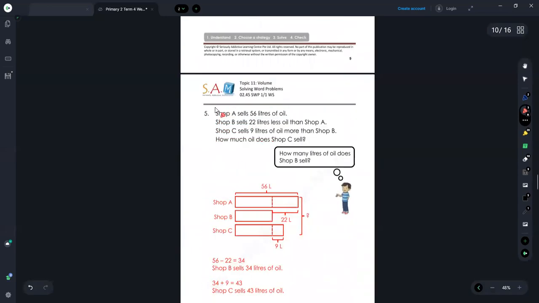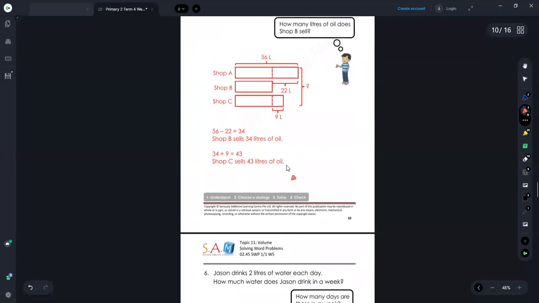Try something like this. Now there are 3 shops. You need to draw this with them, draw together. I think many of them may not know how to do it yet. So again, follow the story step by step. It is important to do that, so that they know to draw it step by step. A, 26. B, 22 less. So they need to draw something that's 22 less. And then C, 9 liters more than shop B. They need to be able to do that.